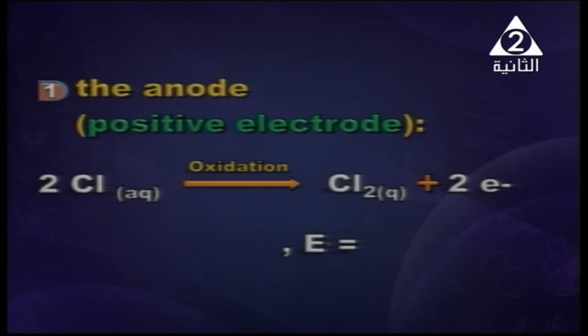E node of this process equals negative 1.36 volt. Negative 1.36 volt means chloride does not prefer to be oxidized.